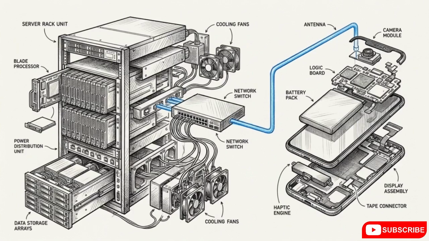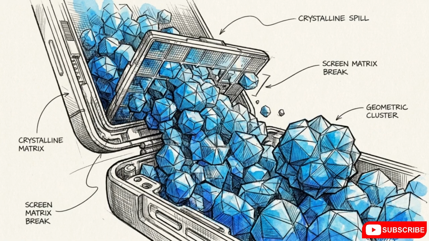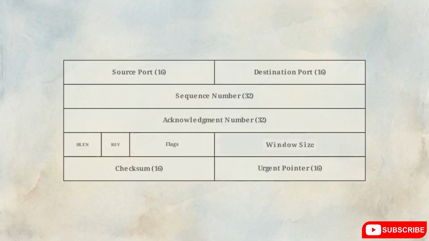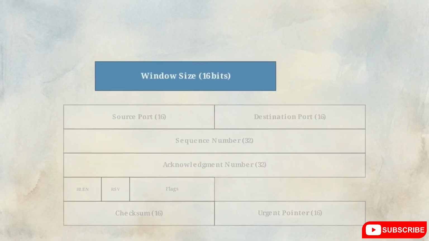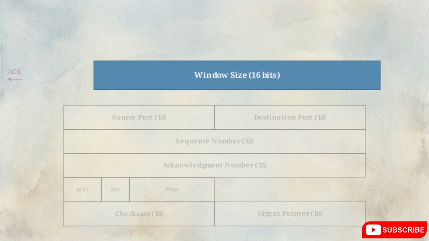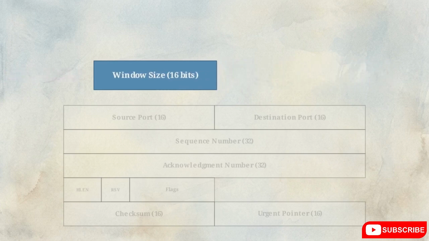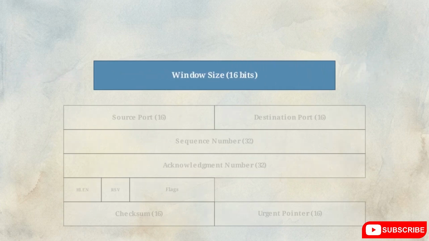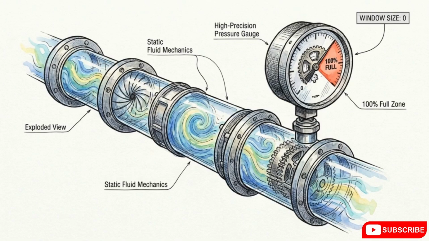TCP's final structural requirement solves flow control. If a powerful sender transmits data faster than a slow receiver's memory buffer can process it, that buffer overflows and data is permanently lost. To prevent this, the TCP header includes a 16-bit window size field. Every time the receiver acknowledges data, it uses this field to advertise exactly how much buffer space it currently has available. If the receiver's buffer is completely full, it sends a window size value of 0.